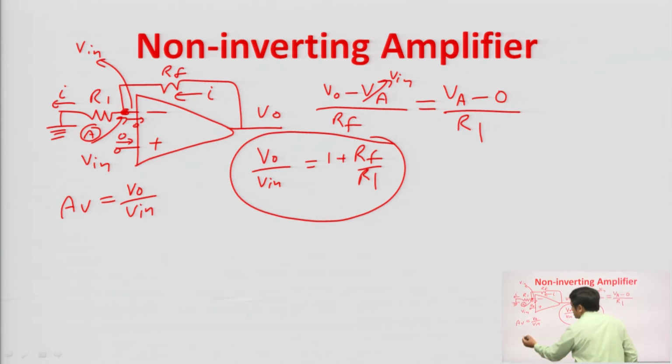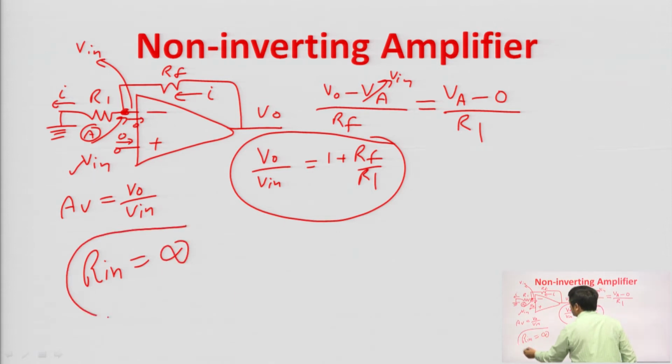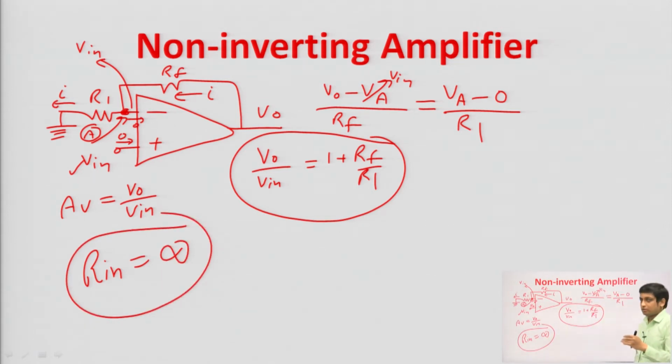And what will be the input resistance of this non-inverting amplifier? Since the input signal is directly applied at the non-inverting terminal and the current entering the op amp is 0, the input resistance is infinite. So, that is the advantage of the non-inverting amplifier over the inverting amplifier: the input resistance is higher for the non-inverting amplifier. For the non-inverting amplifier, the output resistance is again 0.